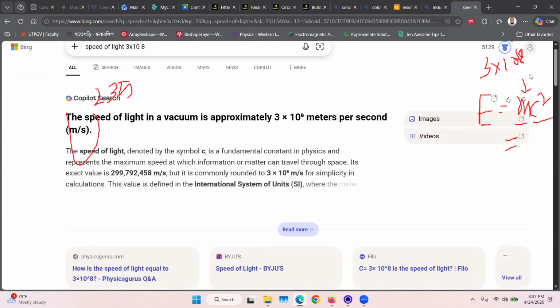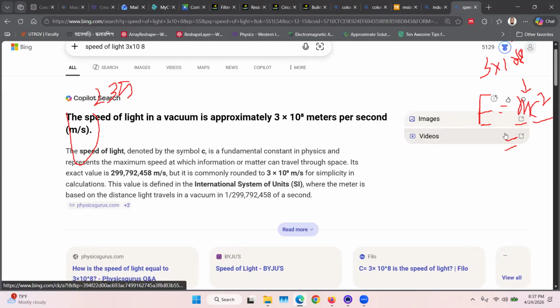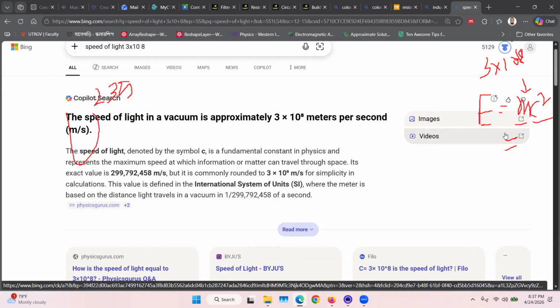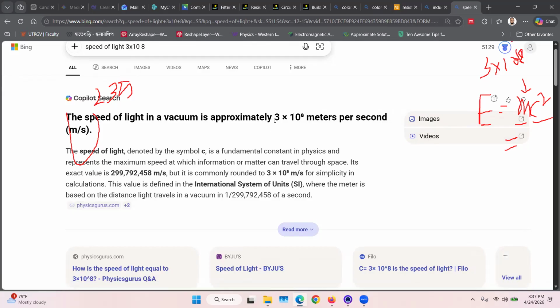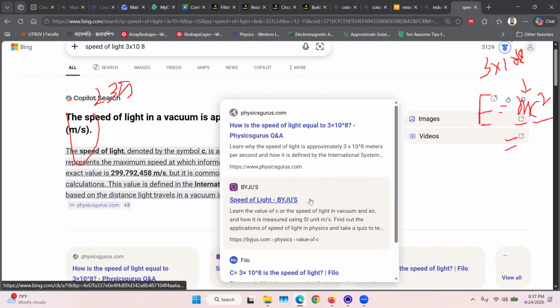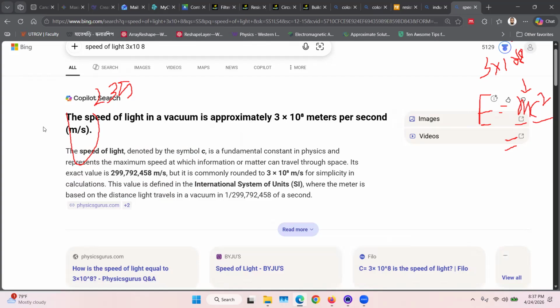3 into 10 to the power 8, and E equals mc squared. So c squared means you have to take the square of this value. Even though the mass lost is very small, it is multiplied by this value squared, so it releases lots of energy. That's how we get lots of energy from a nuclear reactor, more than burning liters of oil, or billions of liters of oil, more than that.